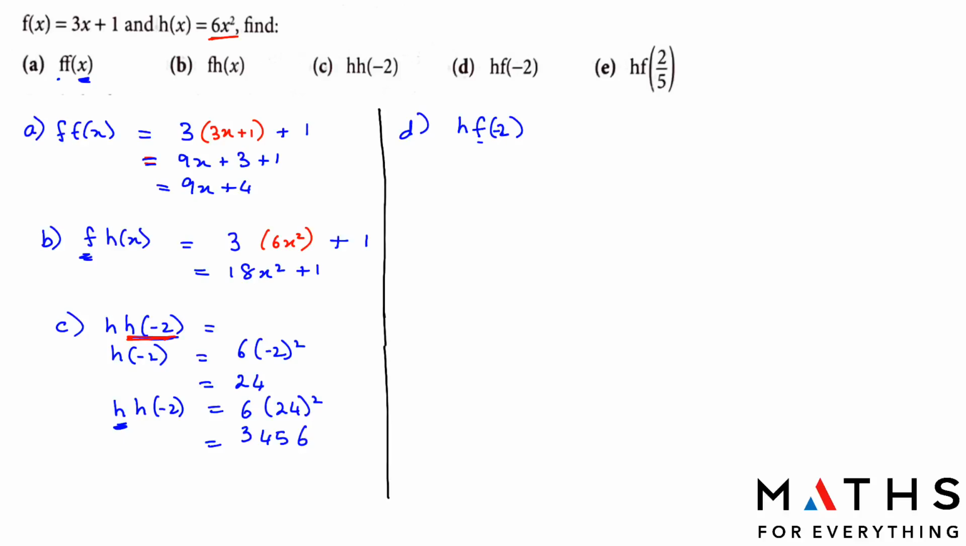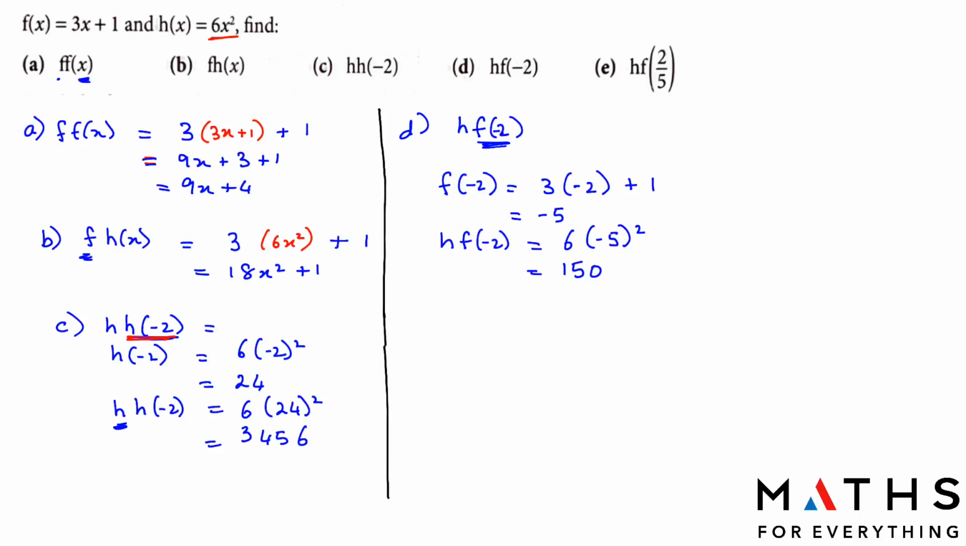So remember, we go from inside out. We find first f of negative 2. So 3x. In place of x, we substitute negative 2. You will get negative 5. After this, in h, which is 6x squared, in place of x, we substitute negative 5. This will give us 150.